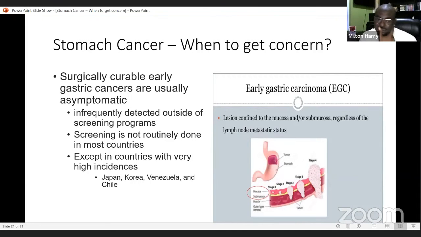These are usually detected in countries where they have a screening program. Dr. Ong had mentioned some countries that will do screening programs. These include those areas where the incidences of gastric cancers are very high. When you look at Jamaican incidence compared to incidences in these countries, it's actually 3 to 4 times above our incidences. So in Jamaica, we don't have a screening program as our incidence is not that high.